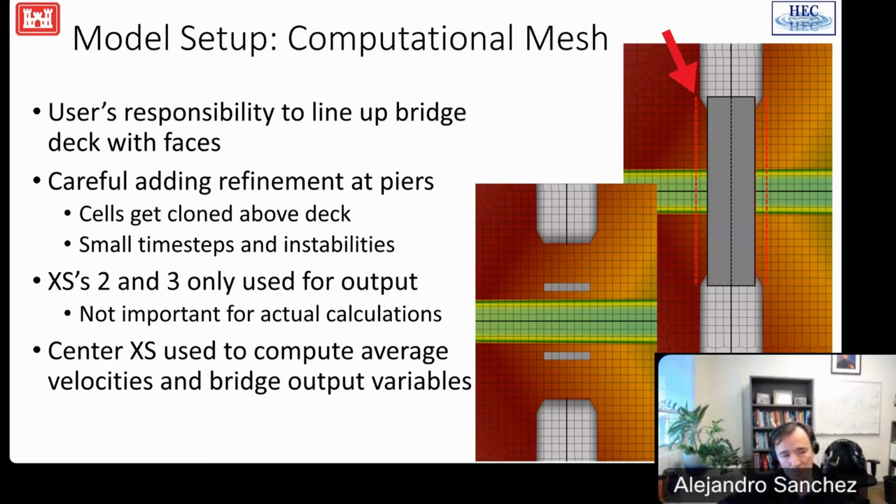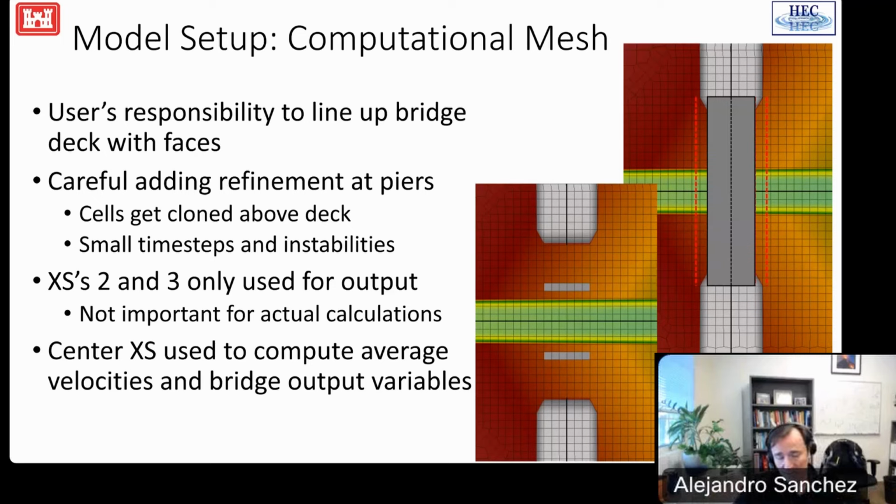In this approach, cross sections 2 and 3, which are shown by these dashed red lines, are not used for the calculations. In the simplified approach, they get used to compute the curves. In this one, they're only used for output so that we can display the head loss through the bridge, because you can show the same SA2D connection cross-section plot that Cam showed with this approach.